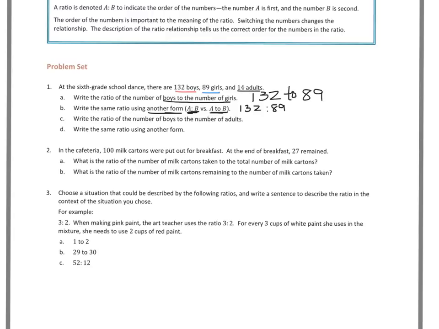Now C says, write the ratio of the number of boys to the number of adults. So again, order matters, so I'm going to do boys first. And I'll use my word to. And then I have to look at adults, which is 14. D says write the same ratio using another form, meaning instead of using the word to, I'm going to use my 2 dots there. Or we call that a colon.